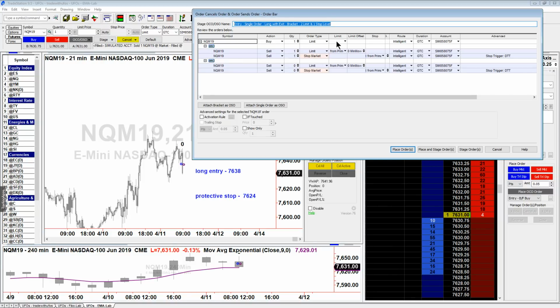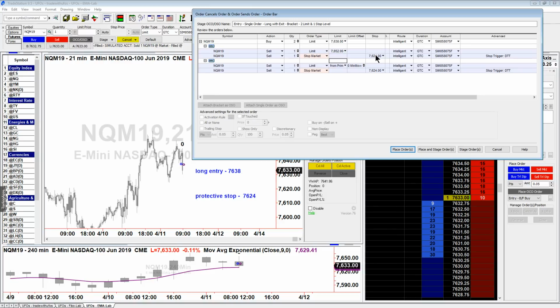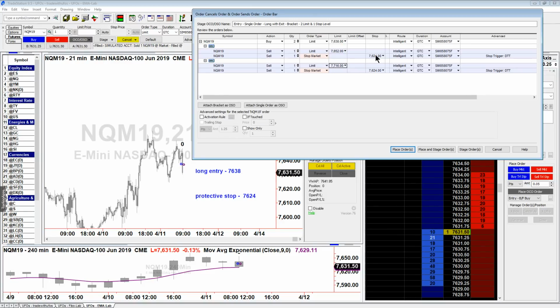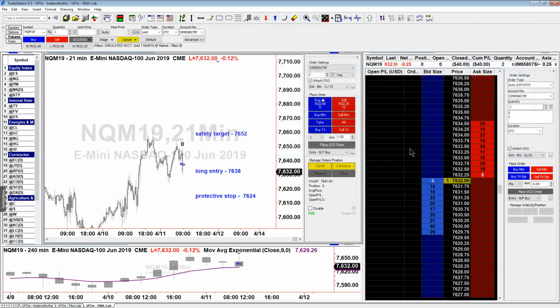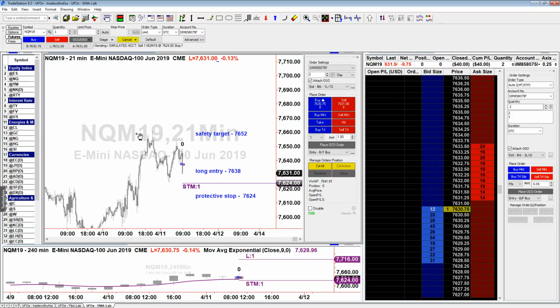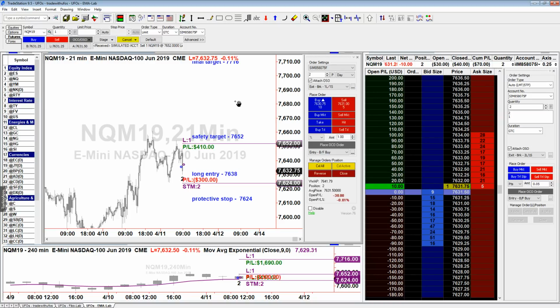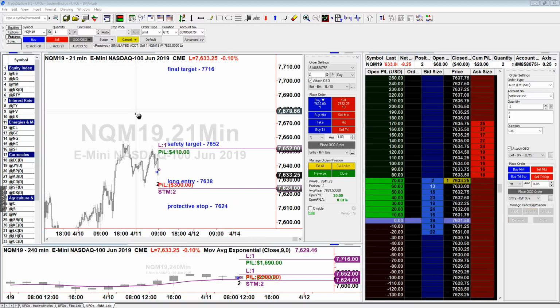Okay, so we said entry 76.38, and this would be with 2 contracts. Okay, so 2 contracts long. Stop market, we said 76.24, and then we said first target 76.52 and second target 77.16. That was the plan. If I had executed the trade this way, place order, yes, okay, assuming I made no mistake now, then I would have my entry, stop, and target, and now I just got filled, and I have everything in place.